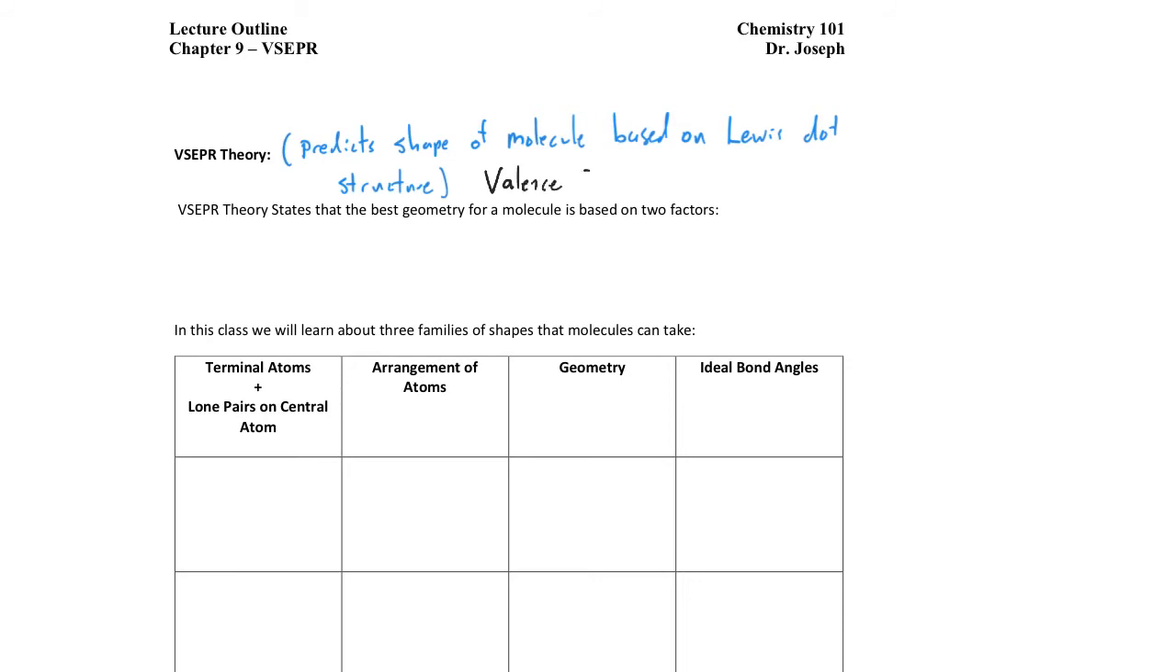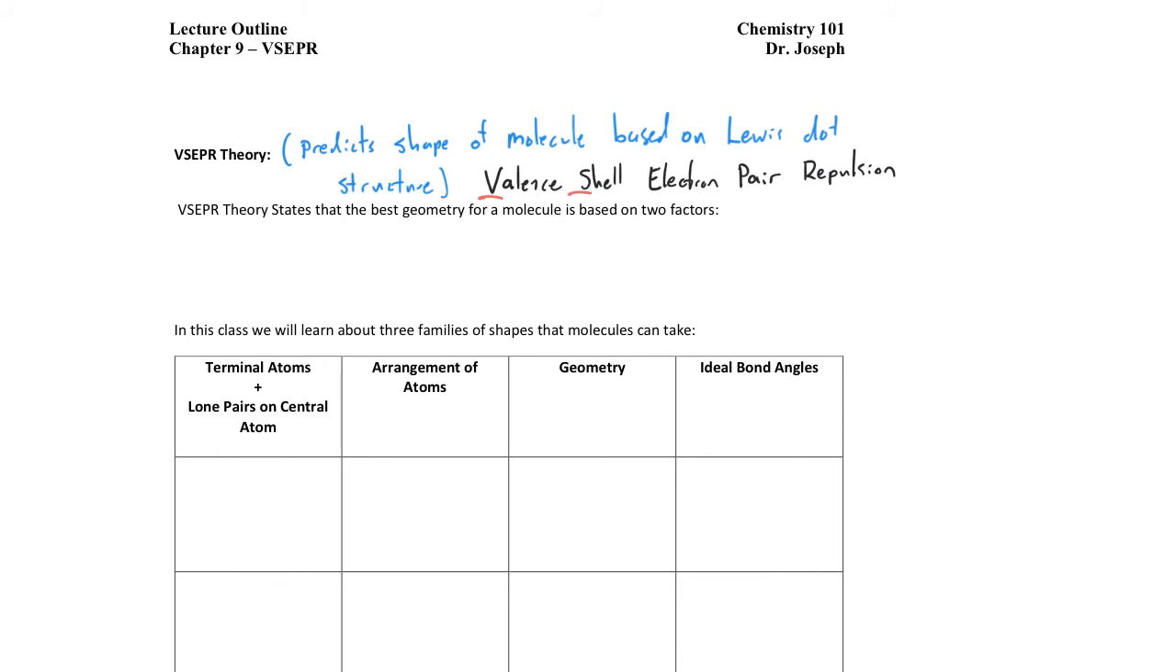So basically what this theory is, it's called VSEPR theory, and that stands for valence shell electron pair repulsion. This is an acronym, VSEPR. And the key word there is the electron pair repulsion, the EPR part.